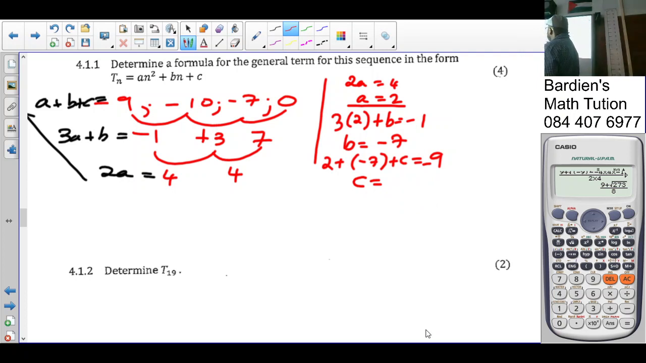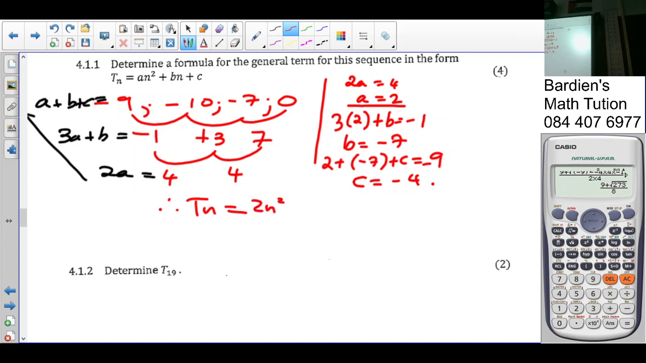So that's going to give us 2 minus 7, negative 5. Yes, negative 4. Absolutely. Sorry about that. So therefore Tn is equal to 2n squared minus 7n minus 4. And the sum is worth 4 marks. And there are sums that follow that depend on the formula. The formula is correct, so it will be worth our while to test if it's correct.